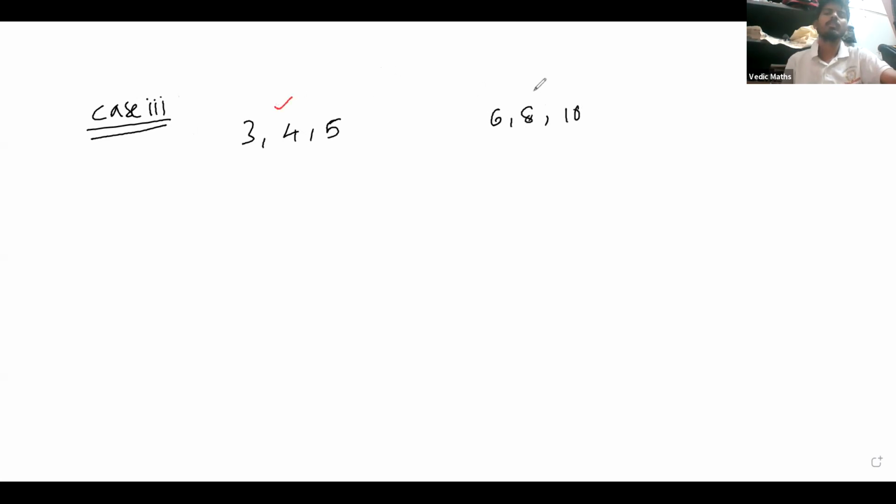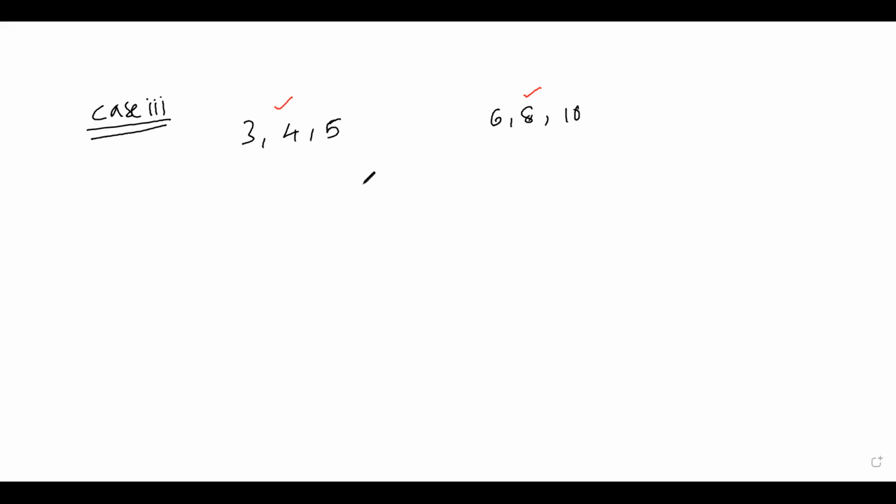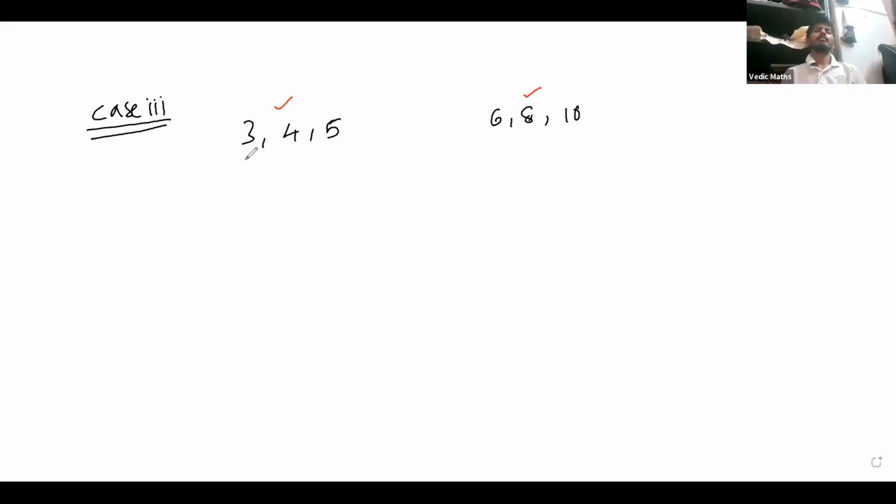This is a triplet and this is also a triplet. Yes or no? Yes, sir. And what is the difference between these two triplets? What is the observation you have made? Sir, I observed that 3, 4, 5 are half of the numbers of 6, 8, 10.